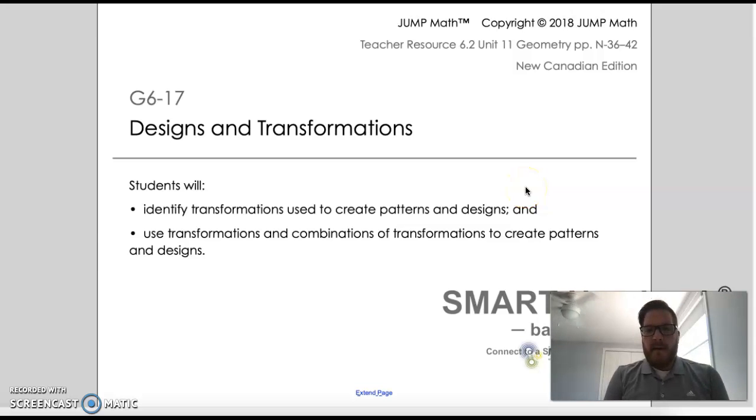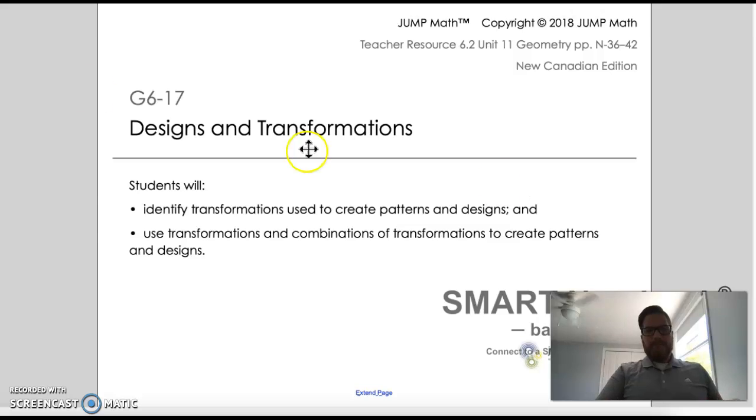We're going to move on in our geometry stuff to the next few lessons for this week. And we're going to start at G6-17. It's called Designs and Transformations. And below we see that there are some learning targets. The first one is to identify transformations used to create patterns and designs. And the second one is that we will be able to use transformations and combinations of transformations to create patterns and designs of our own.